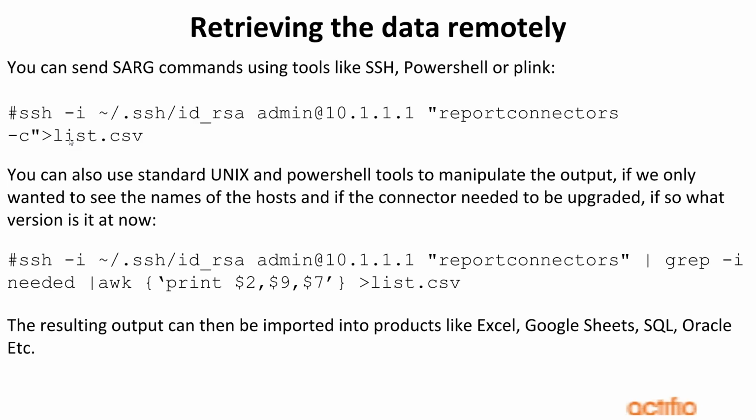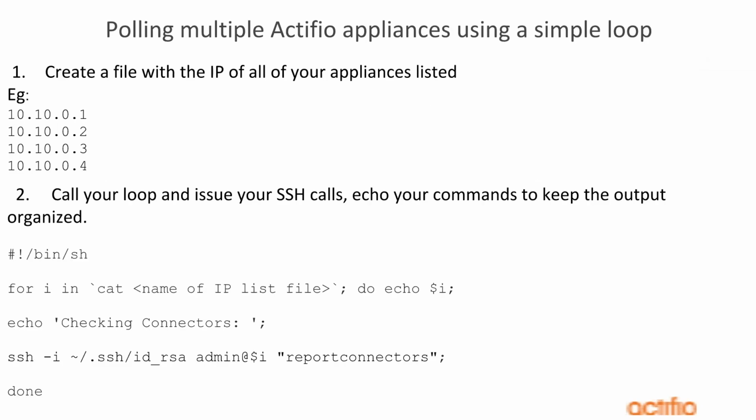In our example of report connectors, maybe I don't want to see everything. Maybe I don't care about the IP address. I just want a list of all of my connectors and whether or not they need to be upgraded. And I don't even want to know about the ones that don't need anything. I just want a list of things that need to be upgraded. So we can use the same remote call, report connectors, and build our own pipe, grep, awk, print 297. That will give you the host name, the highest available connector, and if we've determined it needs to be upgraded, it'll output just those 3 columns that you really care about. And again, we can redirect this output to a list.csv, connector list.csv, whatever you choose.